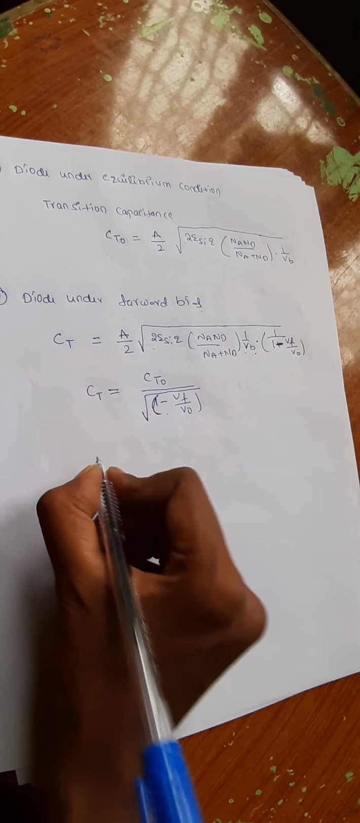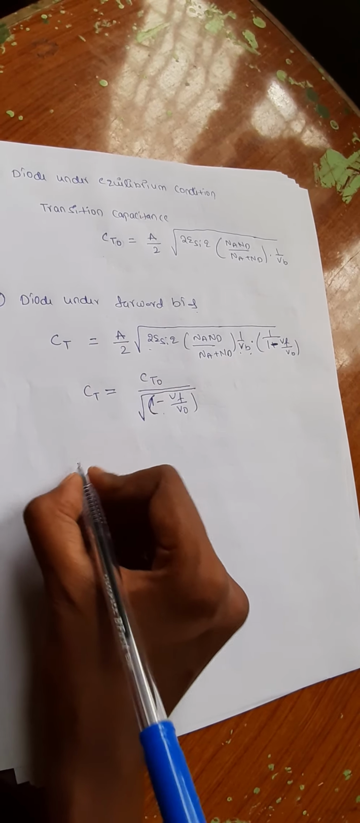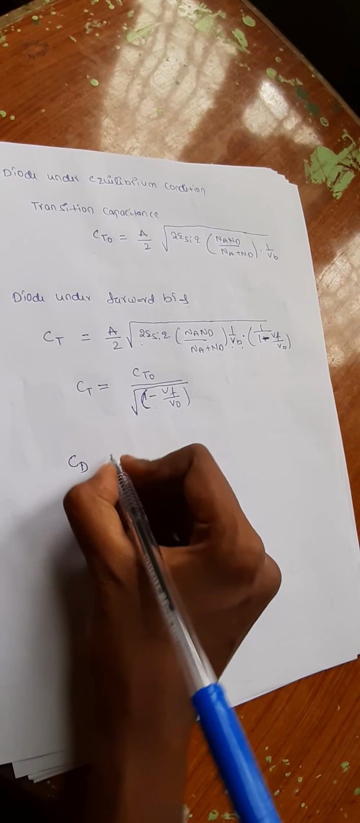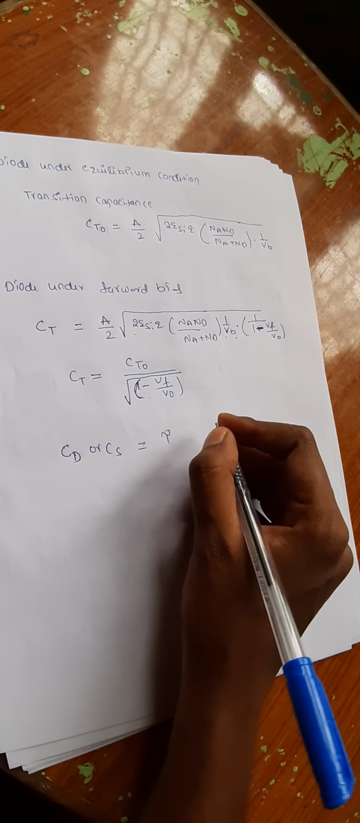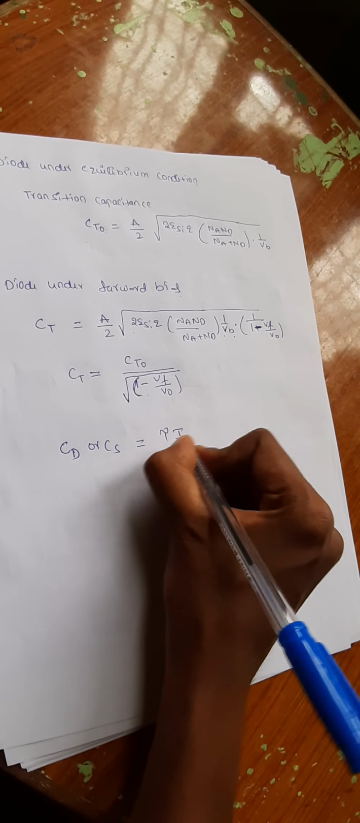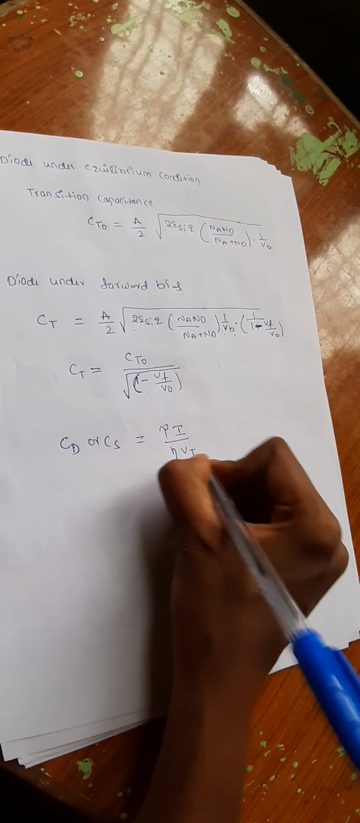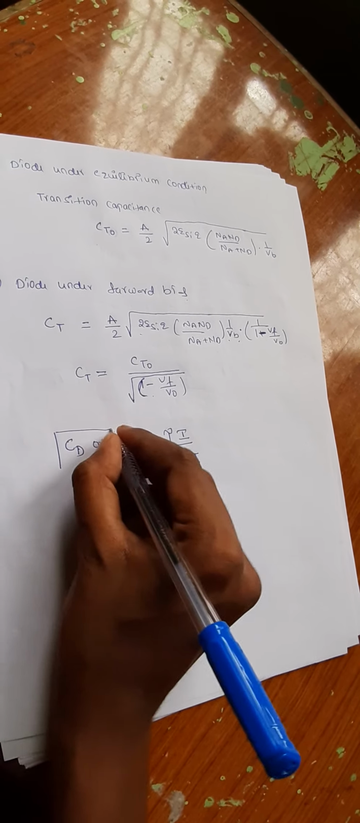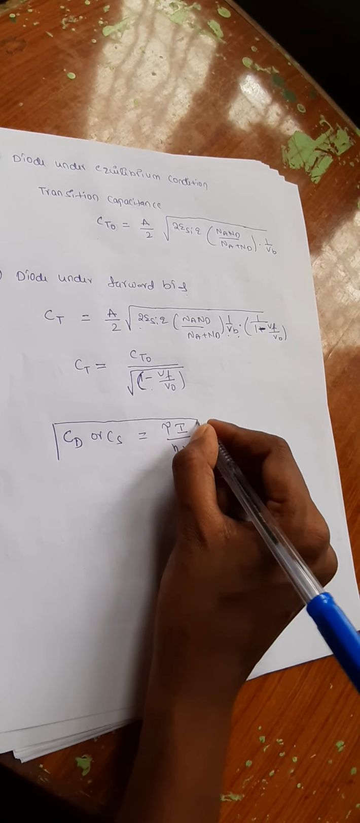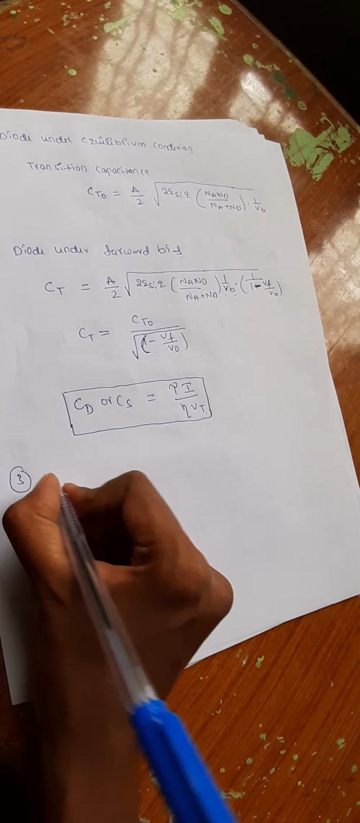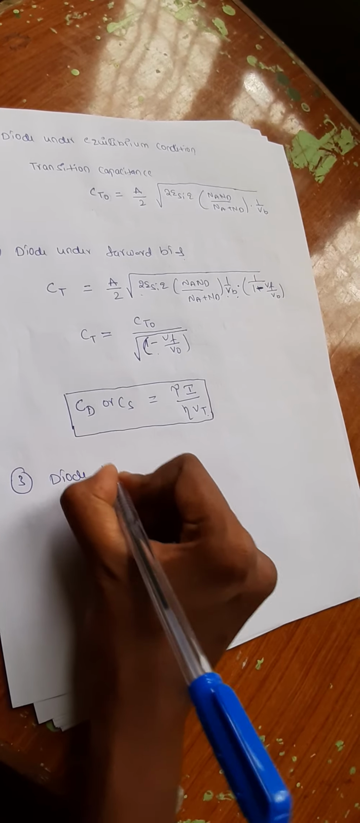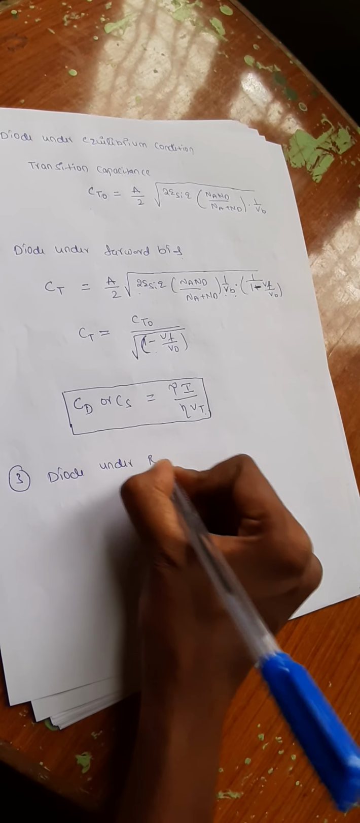Okay, and the diffusion capacitance under the forward bias condition is given by Cd is equal to tau, the transit time, multiplied by I by eta Vt. Okay, diffusion capacitance only exists in the forward bias condition of the diode. Okay, and the third one is the diode under reverse bias.